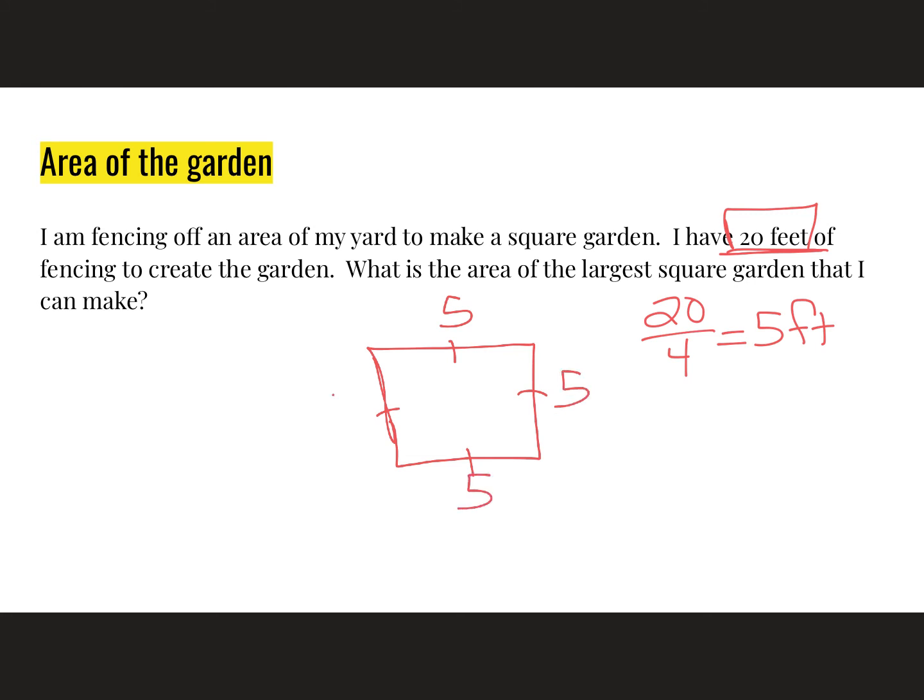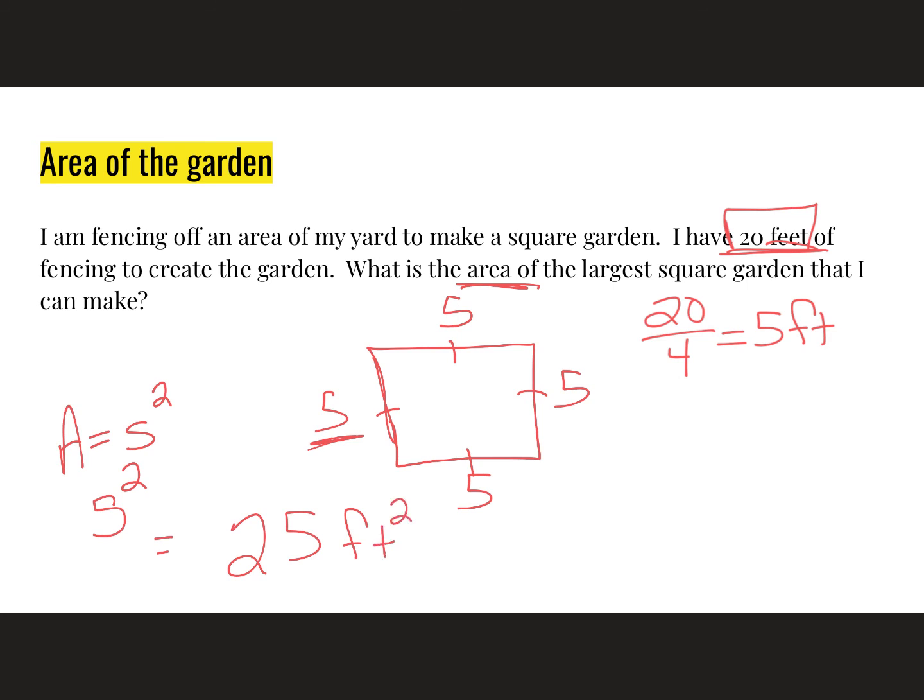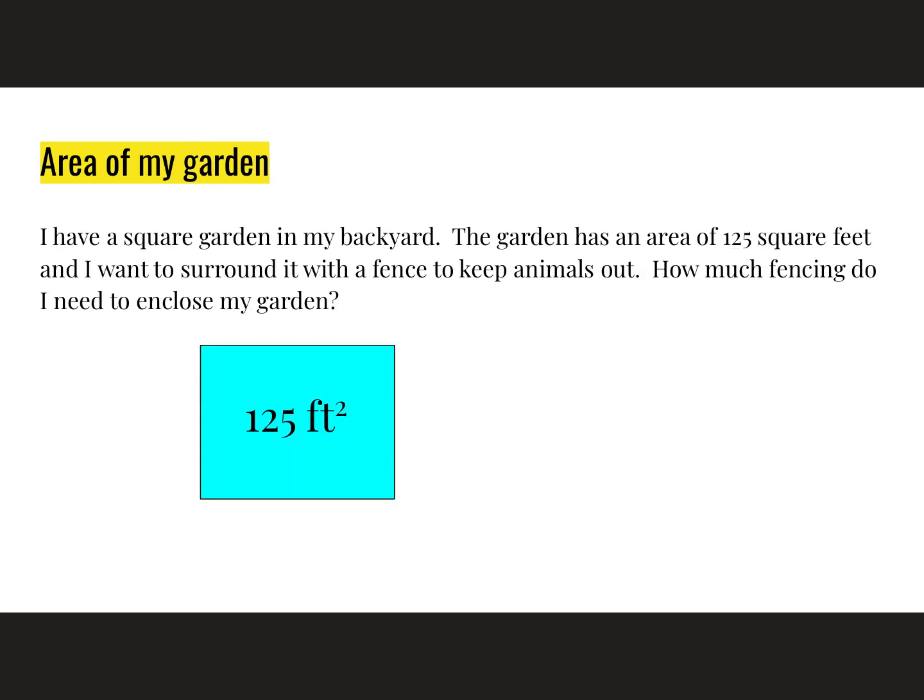But that's not what it's asking me. It's asking me what is the area of the largest garden. So what's the area of this square? Again, to find the area is just my side length squared. In this case, my side length is 5. So 5 squared, 5 times 5. The area is 25 and my unit is feet. So it's square feet is my final answer.